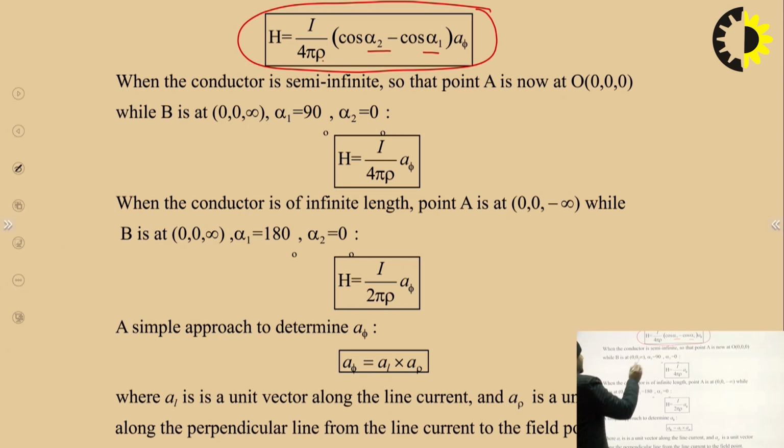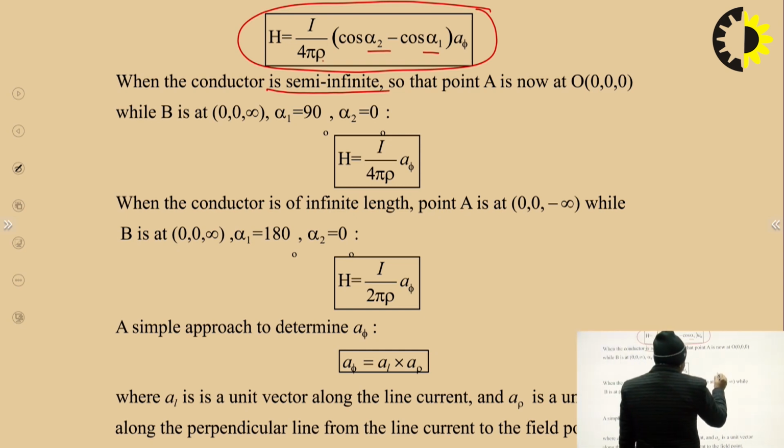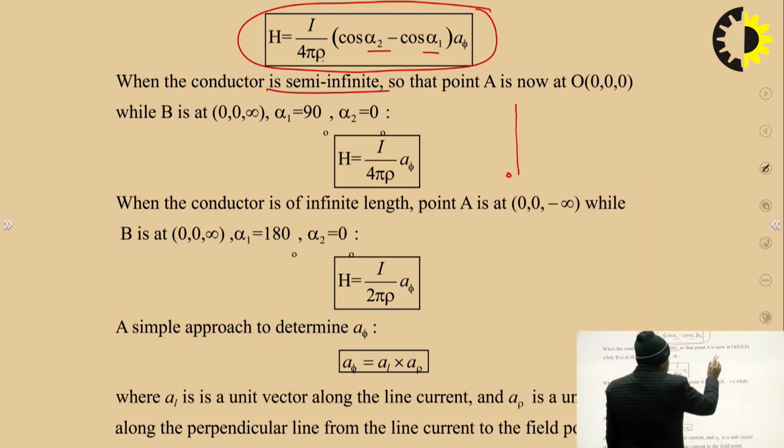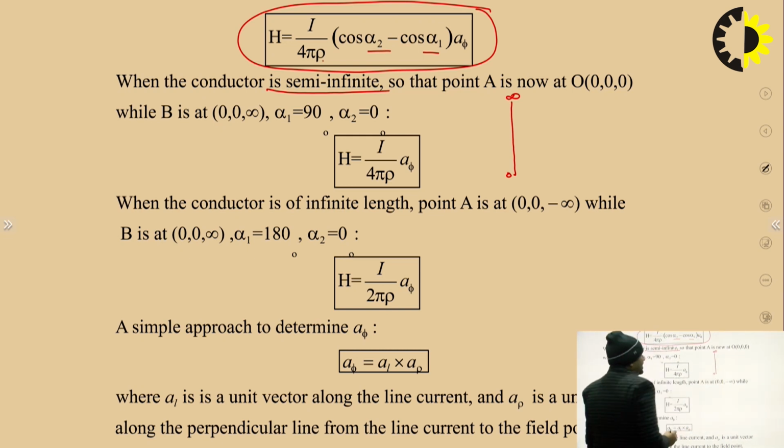So there are two possibilities to find the magnetic field intensity of a filamentary conductor which is along the z direction. That is when the conductor is semi-infinite. What is the meaning of semi-infinite? We start a conductor from 0 to infinity. So we can say this is semi-infinite length.